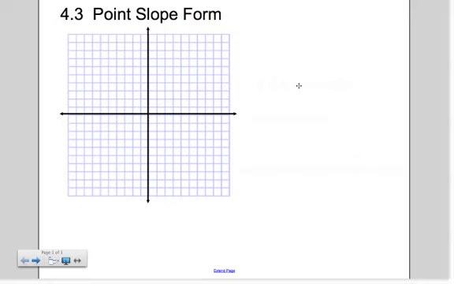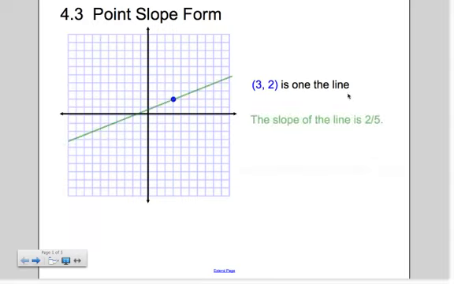Suppose instead this is the information that you have. You're given a point, in this case (3, 2), and you know that point is on the line. And the other piece of information you're given about the line is that the slope of the line is 2/5. So that gives you some rough idea of what the line looks like. Now, I would like to write the equation that goes with that line.